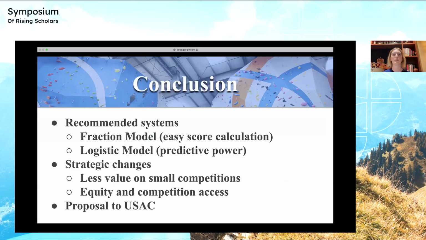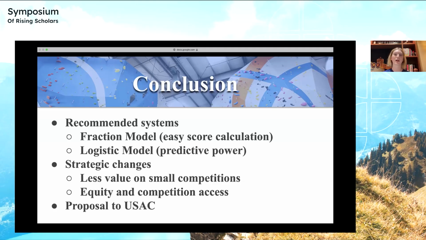So in conclusion, I'm recommending 2 different ranking systems to USA Climbing: the fraction model because of its easy score calculation, and the logistic model because of its really high predictive power. Implementing either of these models would have a really big impact on the strategies of a lot of competitors in USA Climbing as well.